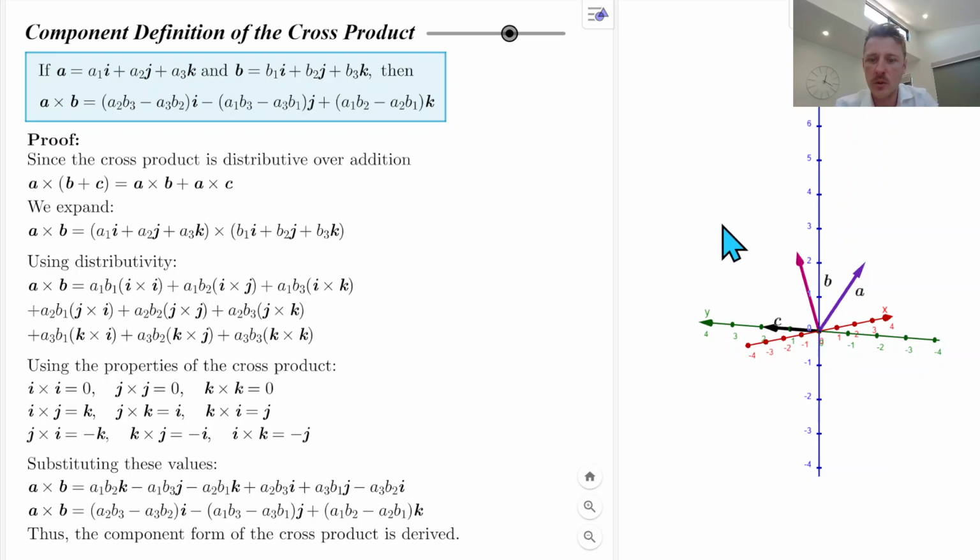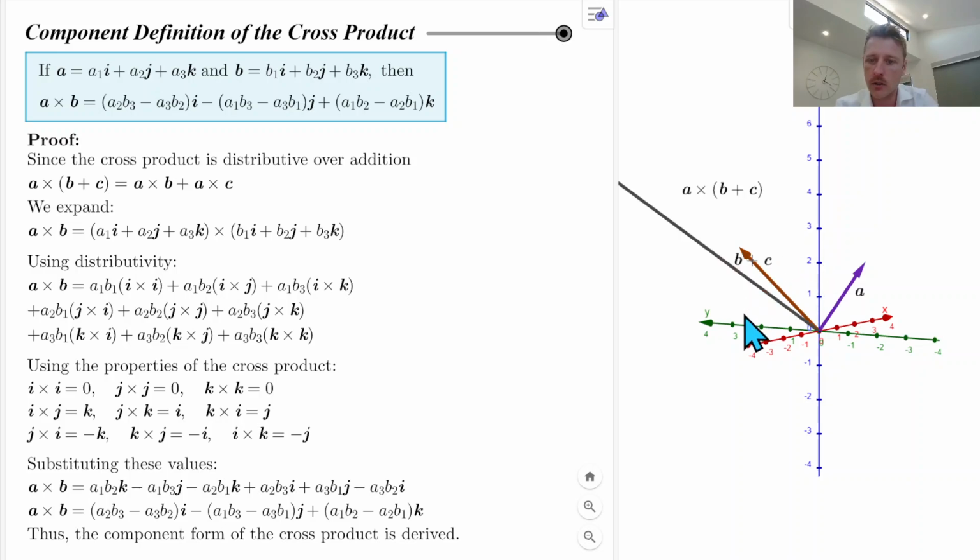What we want to do now is look at vector B plus C. So B plus C is this one here. Just showing you that again: if we add vector B to vector C, doing some vector addition, we'll get vector B plus C, which is here. And then what we want to do is cross A with B plus C.